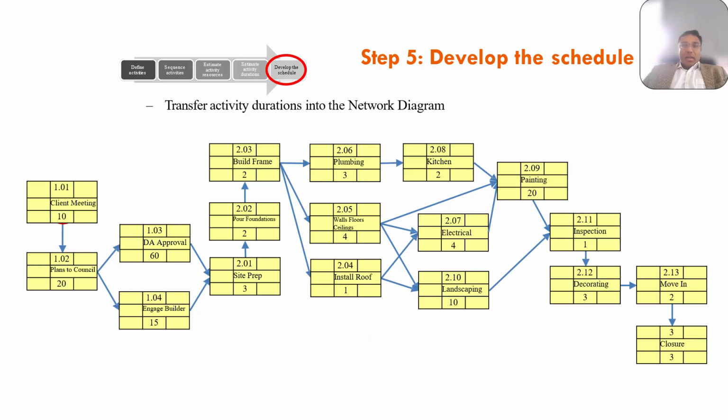Let's now see how the activity durations are transferred into the network diagram. Can you see the duration cell just below the activity description? The time required to complete the task or activity is identified. This is the very first step in developing the schedule.